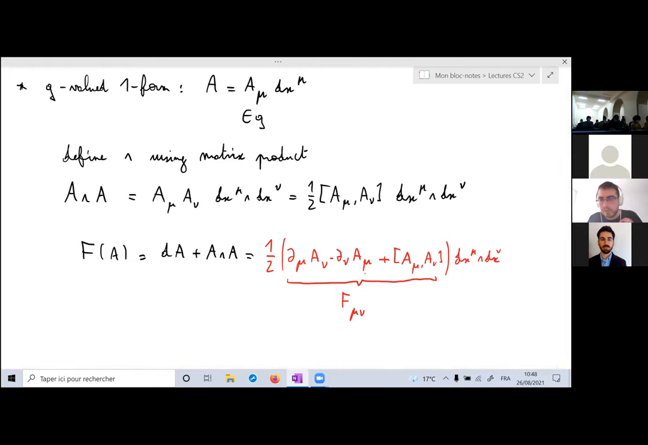Okay, so that was the brief reminder I wanted to do on differential forms. And then the next step will be to look at the 3D Chern-Simons theory using this language. And that will be, I think, the second half of these lectures. And I think now is maybe a right time to take a break and to take questions if there are some.